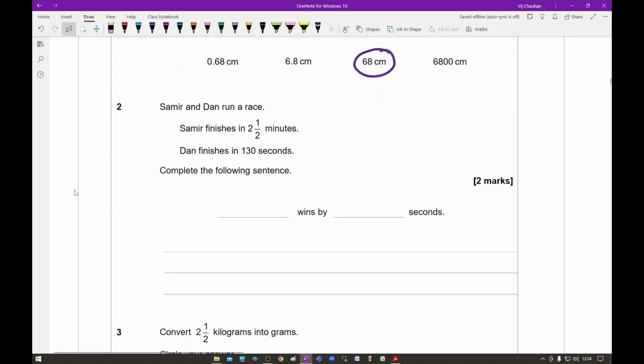For question 2, it says Samir and Dan run a race. Samir finishes in 2.5 minutes and Dan finishes in 130 seconds. And the question is asking us to complete the following sentence. So we want to say who wins and by how many seconds.